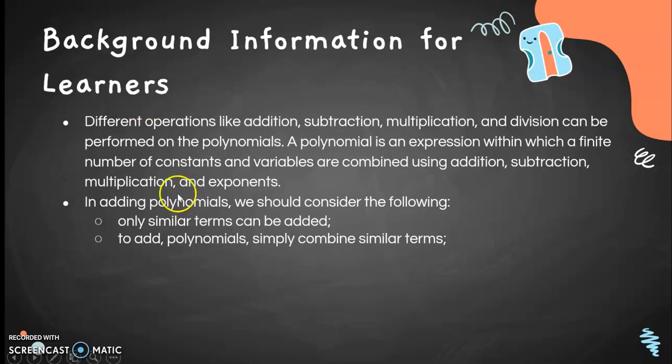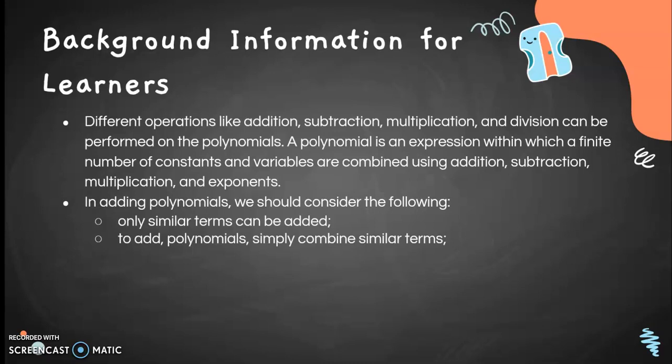Okay, so here, let me just emphasize this to you. In adding polynomials, we should consider the following. Only similar terms can be added. So, if we add polynomials, we only add those polynomials with the same terms. Meaning to say, their literal coefficients are the same. So, how do we add polynomials? We have to simply combine all those with the same terms.